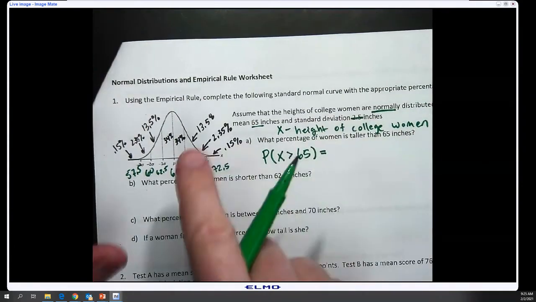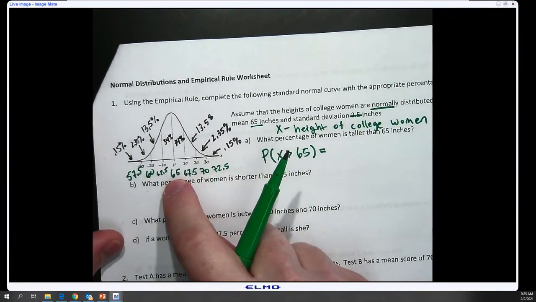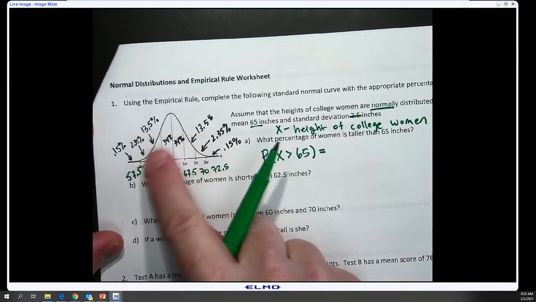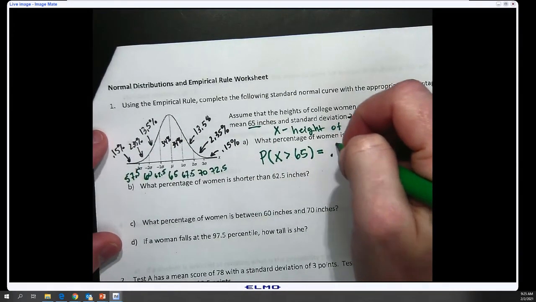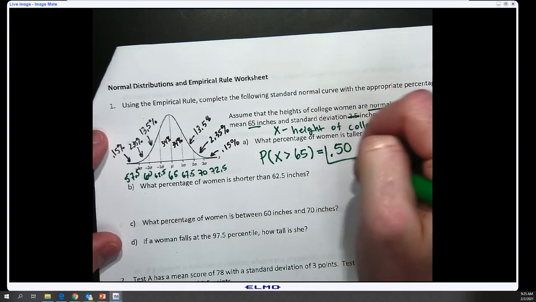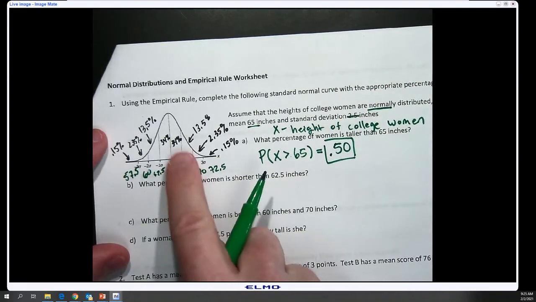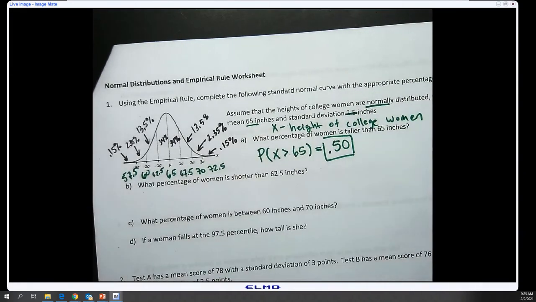Well, this one's pretty easy because the mean is 65. It's in the very middle of this symmetric curve. So this has to be 50%. That's the only answer that makes any sense. You could also add these probabilities up. You'll get 50%.